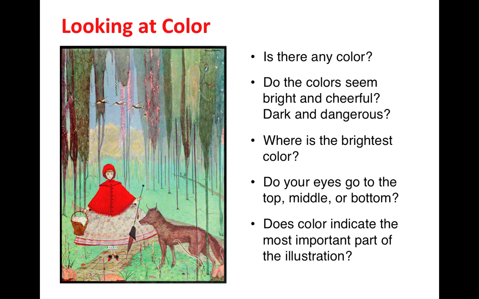What else can you look for? The colors. First of all, is there any color? We're looking at a lot of illustrations that are pen and ink in black and white and gray. Does the overall color seem bright and cheerful? I mean, this is Little Red Riding Hood after all. Where does color direct your eyes? Your eyes might go straight to all of this bright red. And the other colors are sort of like a pale green, there's some pink. It's not very dark or ominous, it's more on the bright and cheerful side. You can ask yourself, does color indicate the most important part of the illustration? Should Little Red Riding Hood be our focus?